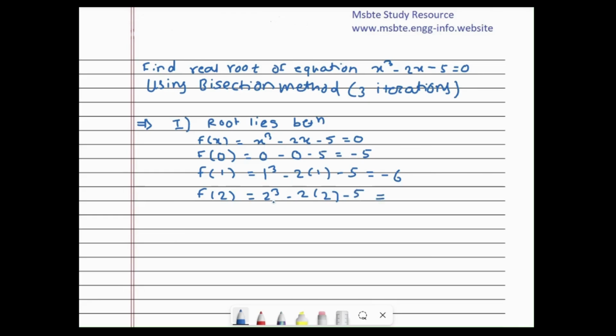So this will be 2 cube, which is 8, minus 4, minus 5, giving 9... so it will be minus 1. Next, let's try the next value, f of 3. So it will be 3 cube minus 2 into 3 minus 5.